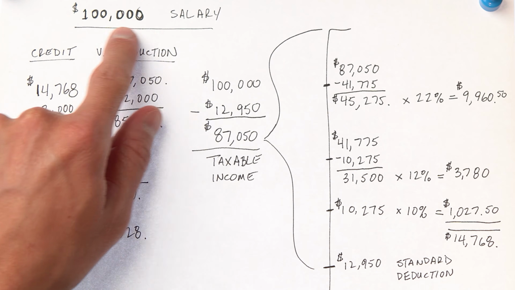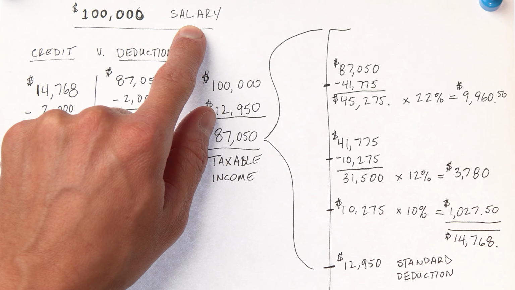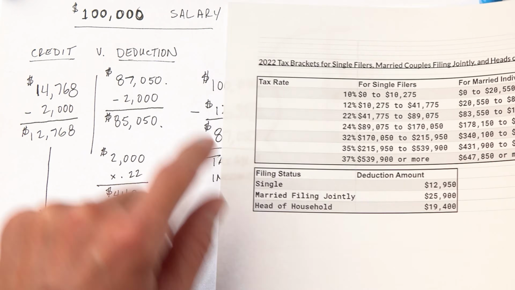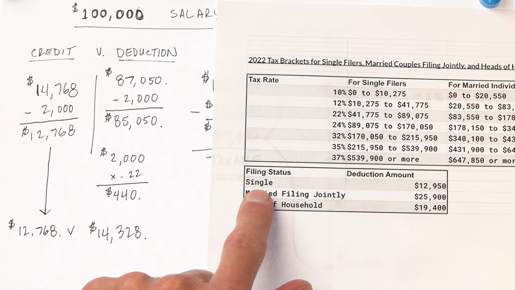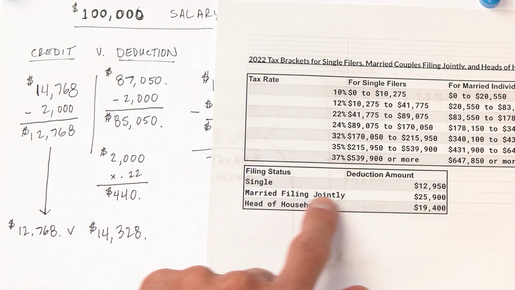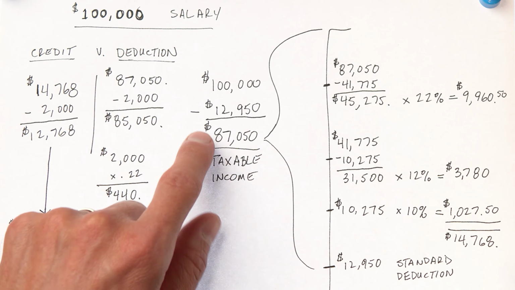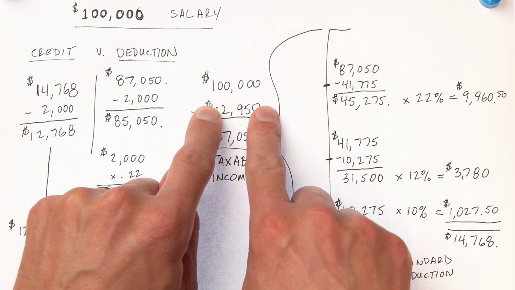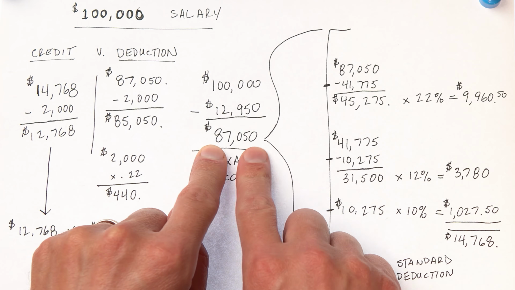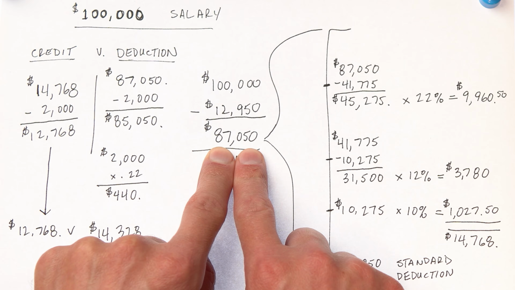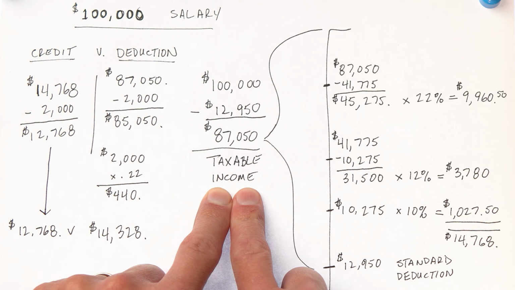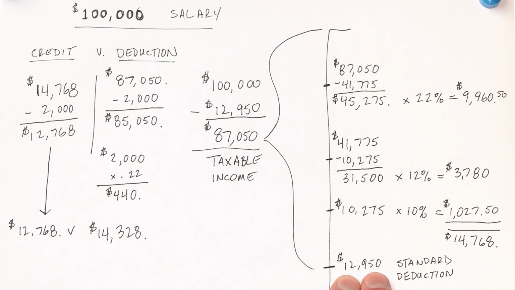Here's someone earning a $100,000 salary, and the first thing that we need to do to figure out their taxes is to subtract the standard deduction. And for 2022, for someone that's filing single, it's $12,950. That means we need to subtract that amount from the $100,000. So $100,000 minus $12,950 makes it $87,050 of taxable income. So the first $12,950, that standard deduction, is not taxed.